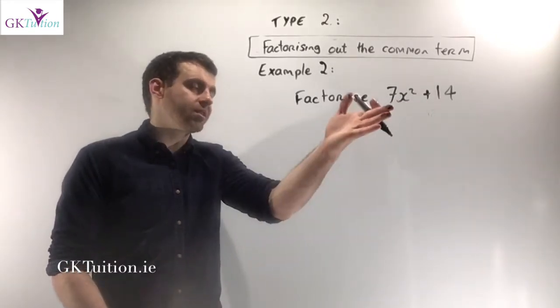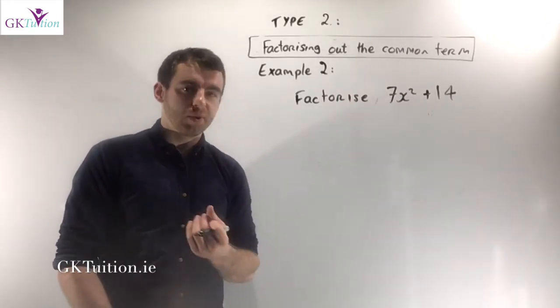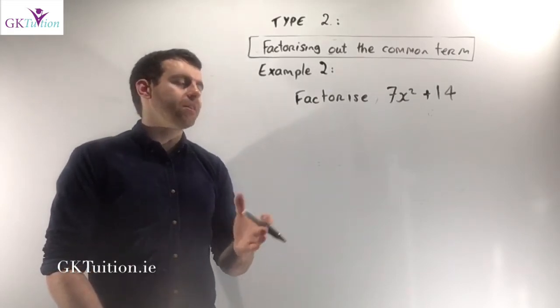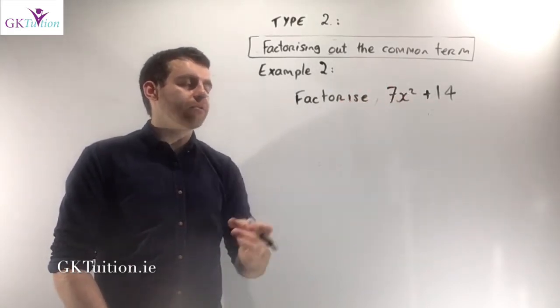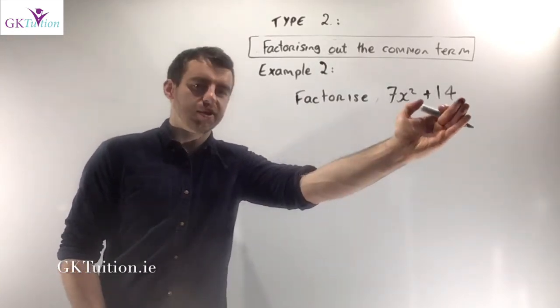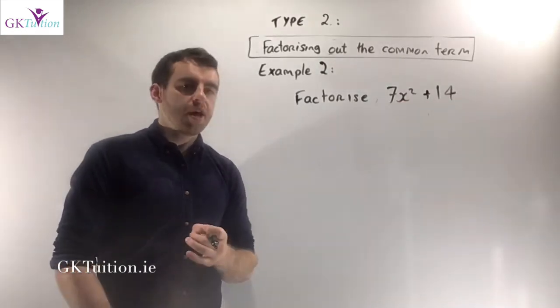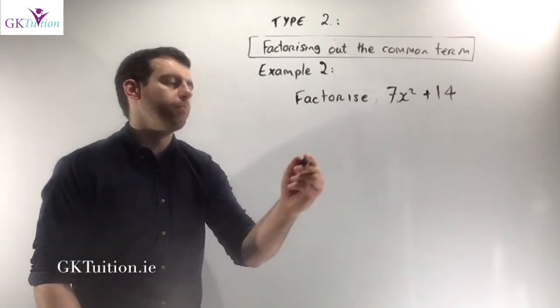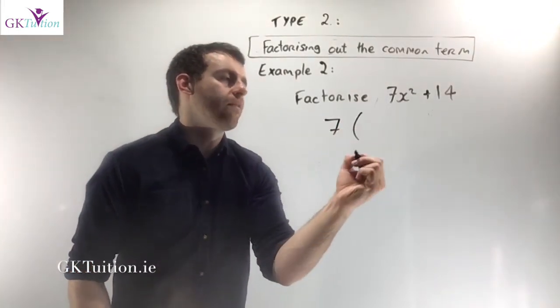I can't get the square root of 7 evenly and I can't get the square root of 14 evenly. In a case like this, all you can do is factorise out what's common. There's no letters in common because this is x squared, but this one is no variable. However, the number 7 will divide into both of them. So I can just factorise out 7.